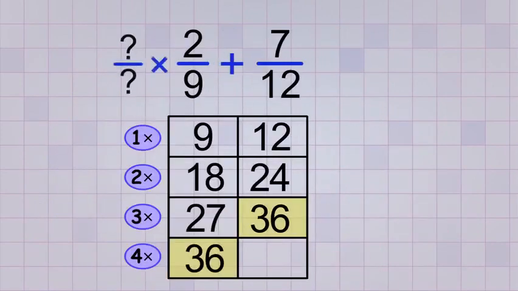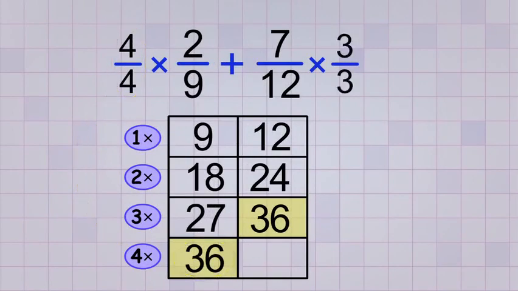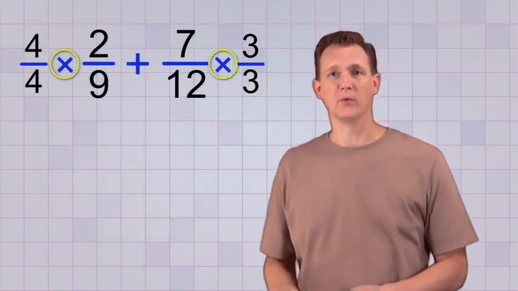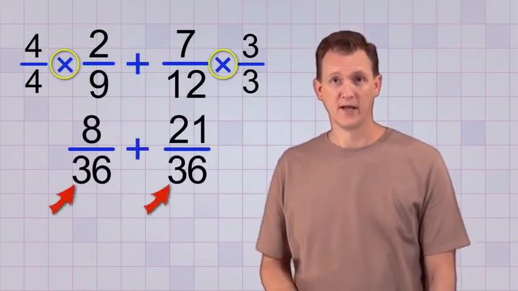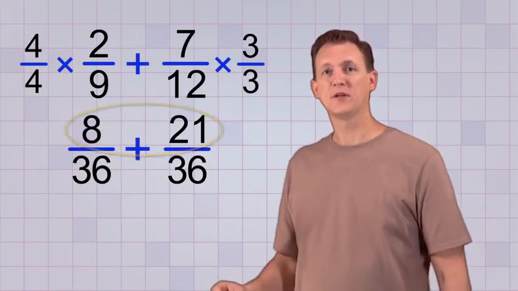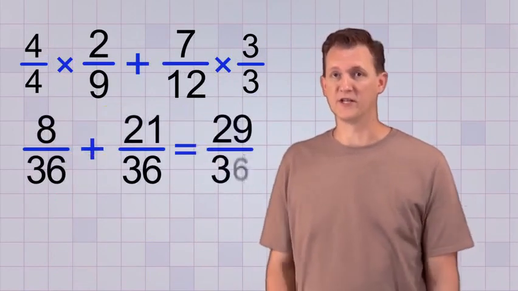Now let's figure out which whole fractions we need to use to make our fractions have that denominator. We use 4 over 4 for our first unlike fraction, since 4 times 9 was 36. And we use 3 over 3 for our second unlike fraction, because 3 times 12 was 36. There. Now when we multiply, we get two new but equivalent fractions that have a common denominator. Now we can add them with our simple procedure. On the top, 8 plus 21 equals 29, and we keep the same bottom number, 36.